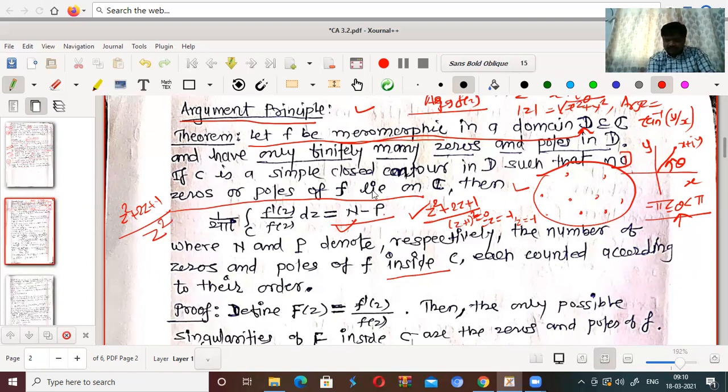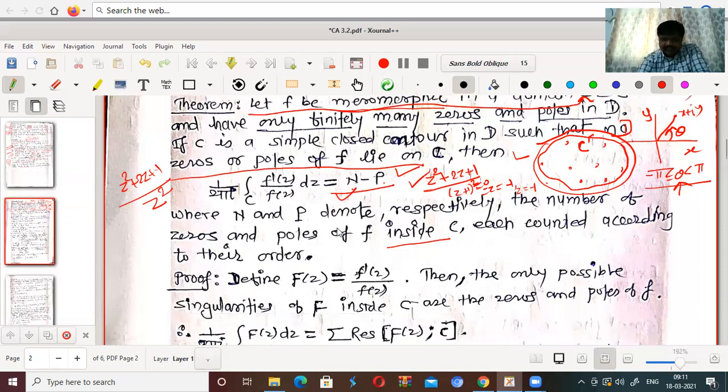Suppose a function has some zeros and poles in this region D. If C is a simple closed contour such that no zeros or poles of f lie on C, they must lie inside C. Like this, suppose C is this curve, the contour C. Then 1 upon 2 pi i integral over C of f dash z upon f of z with respect to z is equal to the number of zeros minus the number of poles. This is called the argument principle.